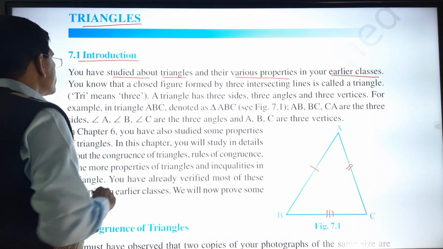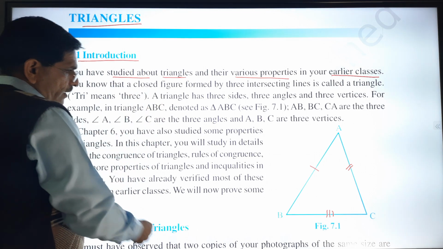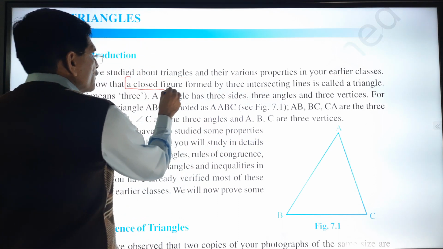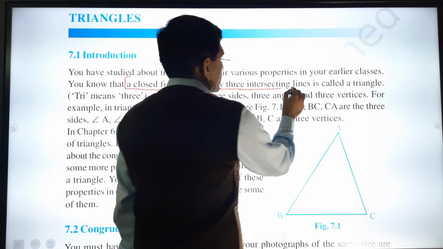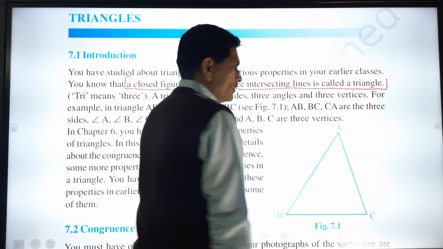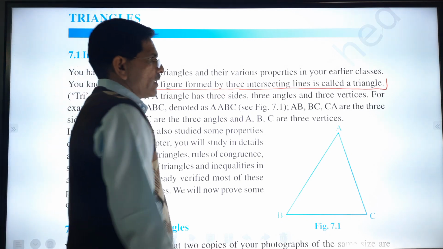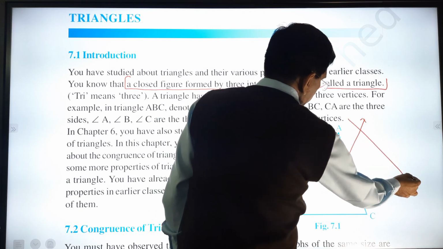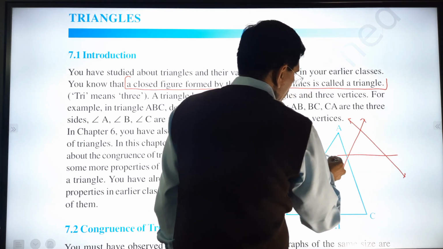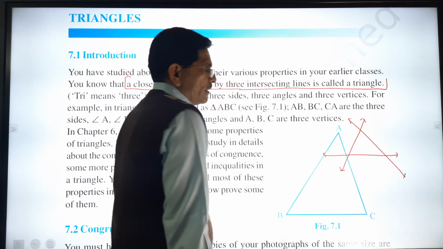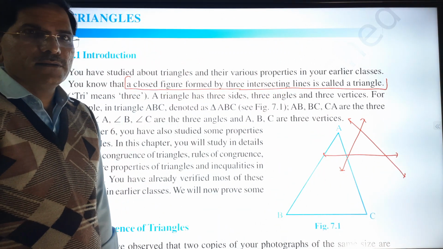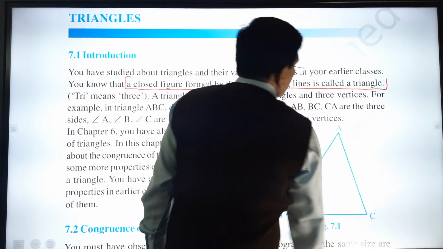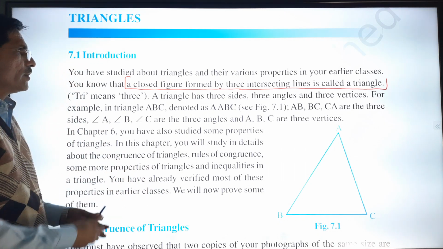So from here, what is the meaning of triangle? Here it is closed. You have to write this: a closed figure formed by 3 intersecting lines is called a triangle. Now if I say one line is here, another line is like that, another line is like that, then you will see the figure is a triangle. So first, write 'A closed figure' with a capital letter.